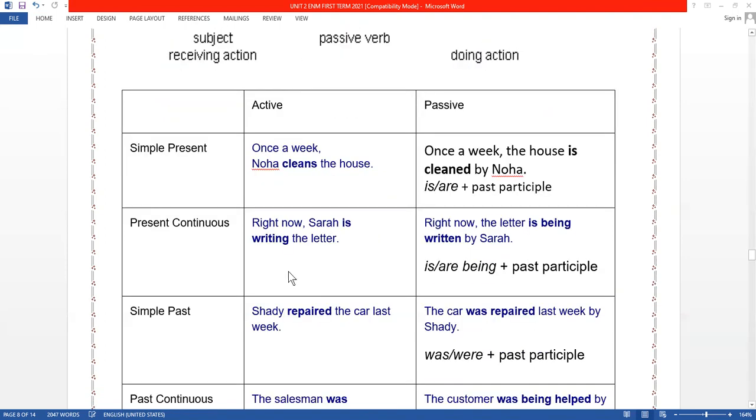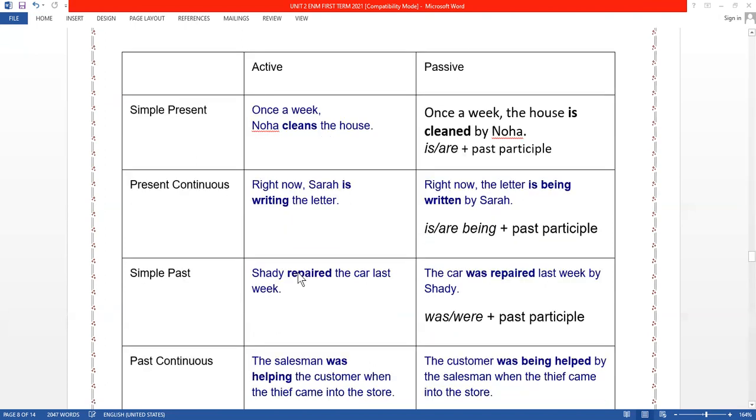Present continuous, an example from the active sentence. Right now, Sarah is writing the letter. If I want to make it passive, right now, the letter is being written by Sarah. As you see, the rule is we start with the object, the letter, then is, then being, then the past participle of the verb write, wrote, written.